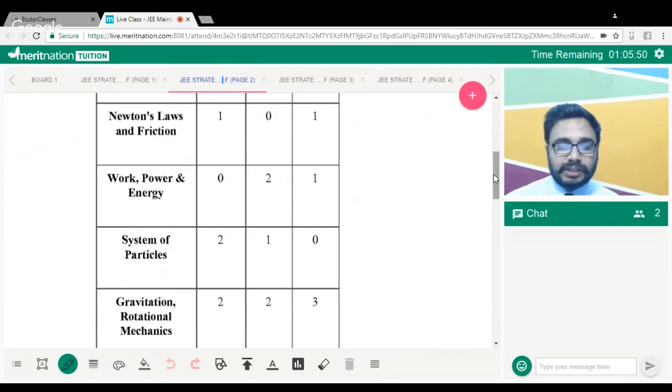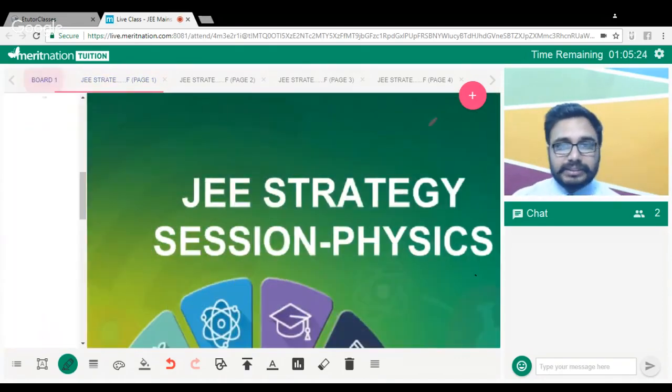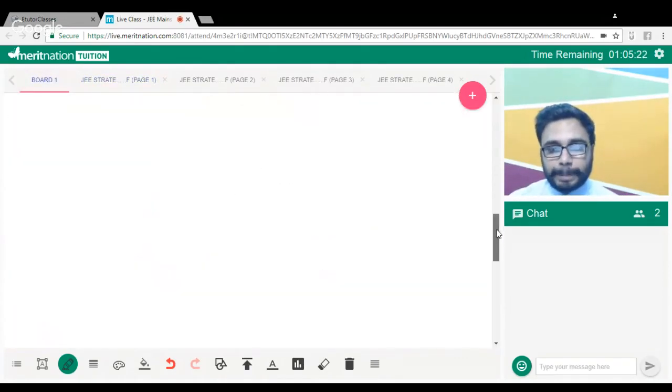Then gravitation, then system of particles. In system of particles, mainly we are having center of mass. Center of mass chapter is very important, because in mechanics, center of mass frame is very important. Many things are very easy when we are going in center of mass frame. So we should know where is center of mass located for different bodies. For that, I'll just give you a small trick to learn about center of mass.